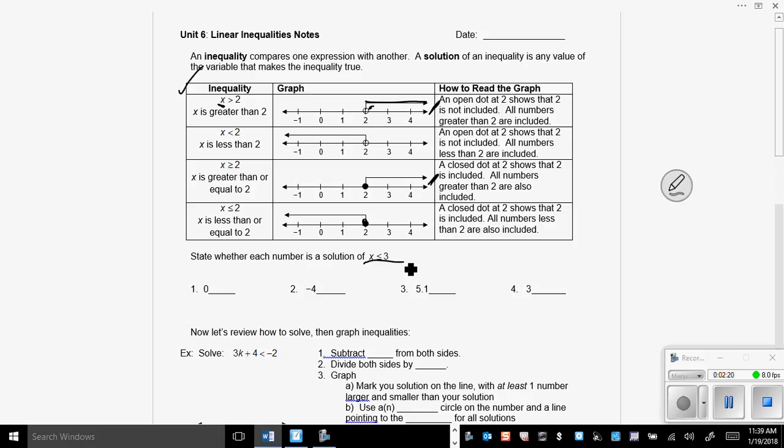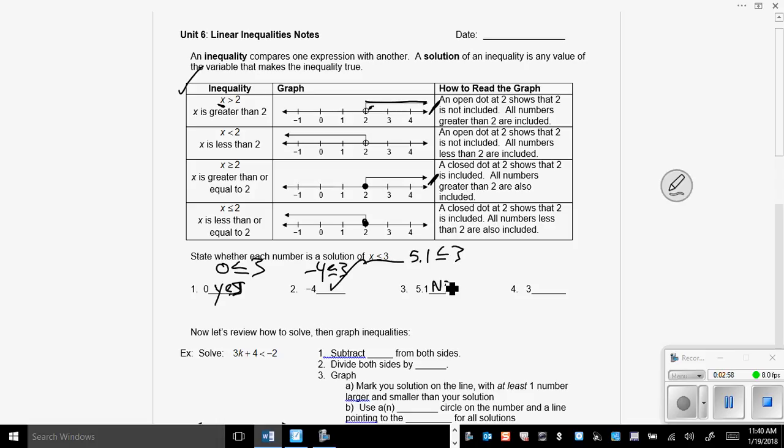All right, state whether each number is a solution to the inequality x is less than or equal to 3. Well, simply put the numbers in the inequality to see if they are true. Is 0 less than or equal to 3? Yes, it is less than 3, so that's a yes. I'll write yes there. All right, negative 4. Is negative 4 less than or equal to 3? Yes, it is. I'll do a check mark on that one. And 5.1, is 5.1 less than or equal to 3? No, it's not. So I'll write a no there.